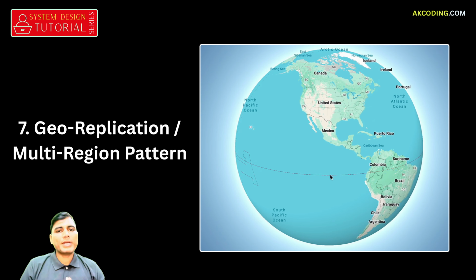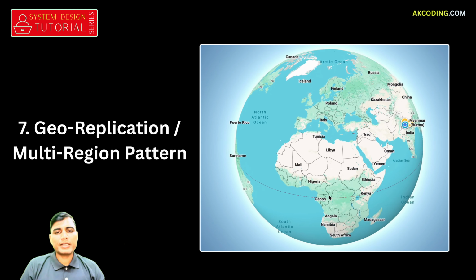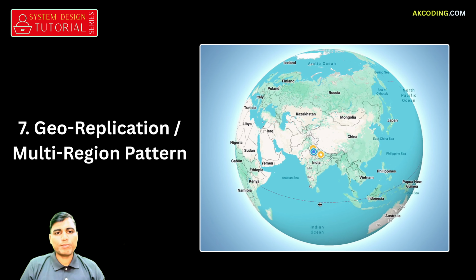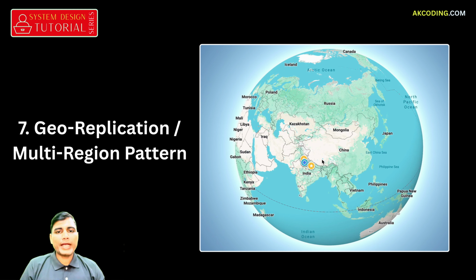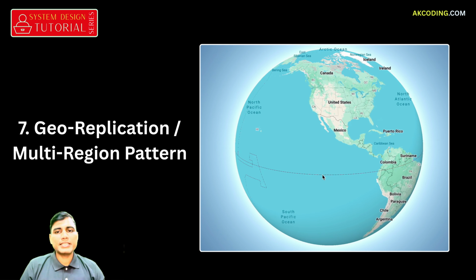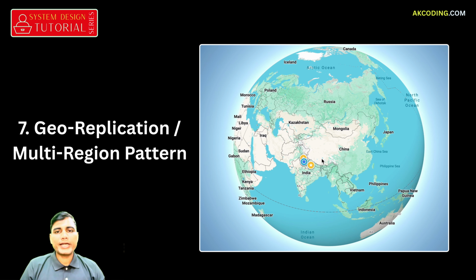7th, geo-replication or multi-region pattern in distributed systems. Big companies deploy their systems in multiple regions or even across continents. If one data center fails, traffic is routed to another region, ensuring users still get uninterrupted service worldwide. This is the gold standard for high availability.